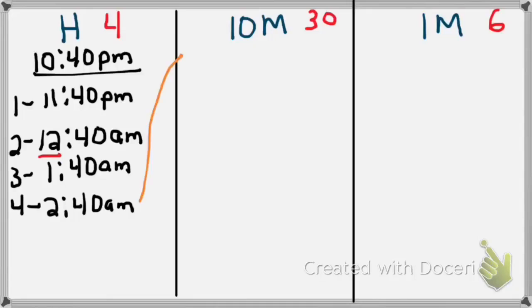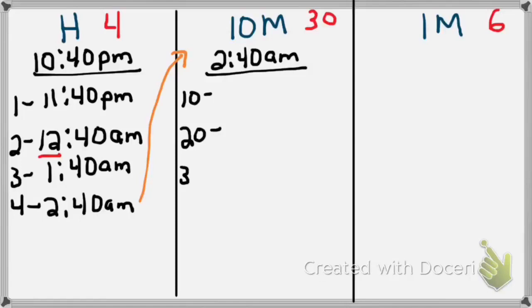Take that last time, transfer it up to the next column, and underline it. Now I need 30 minutes, so I'm going to number them 10, 20, 30. Remember, this is my 10-minute column, so I'll be counting by 10 minutes. 10 minutes after 2:40 is 2:50 a.m.